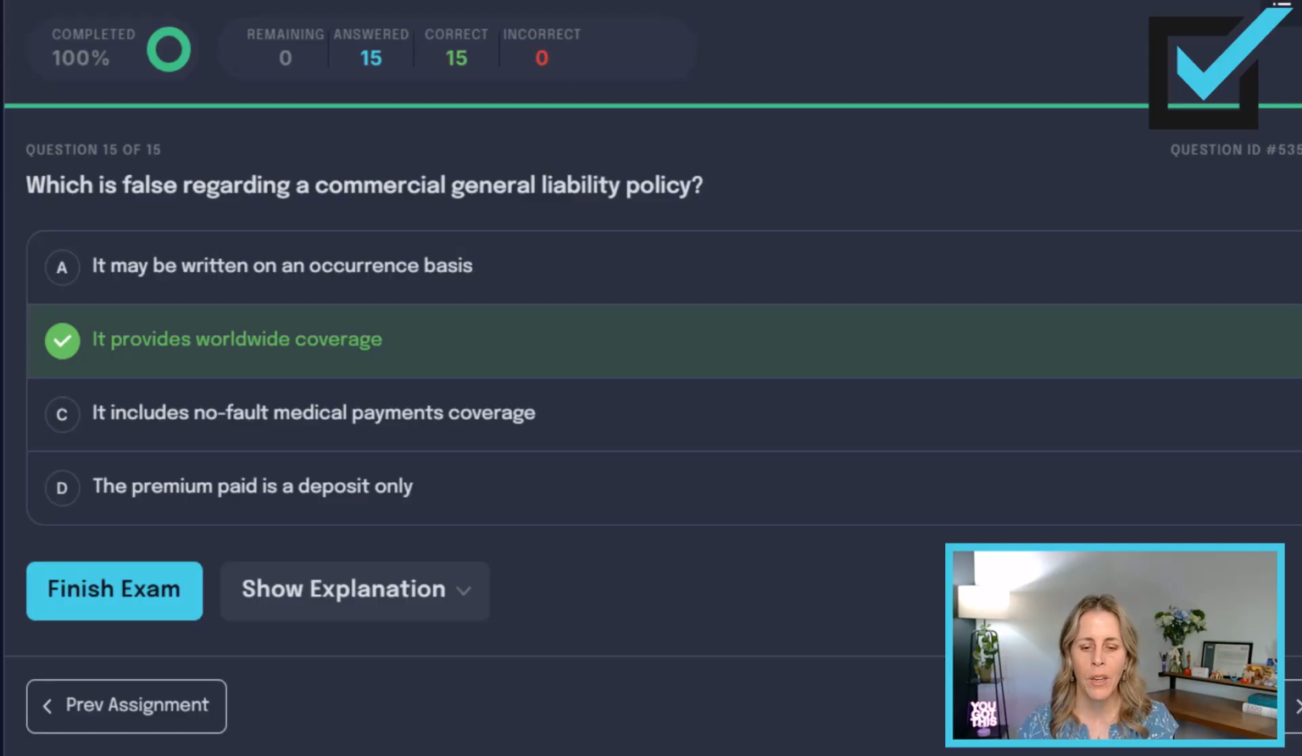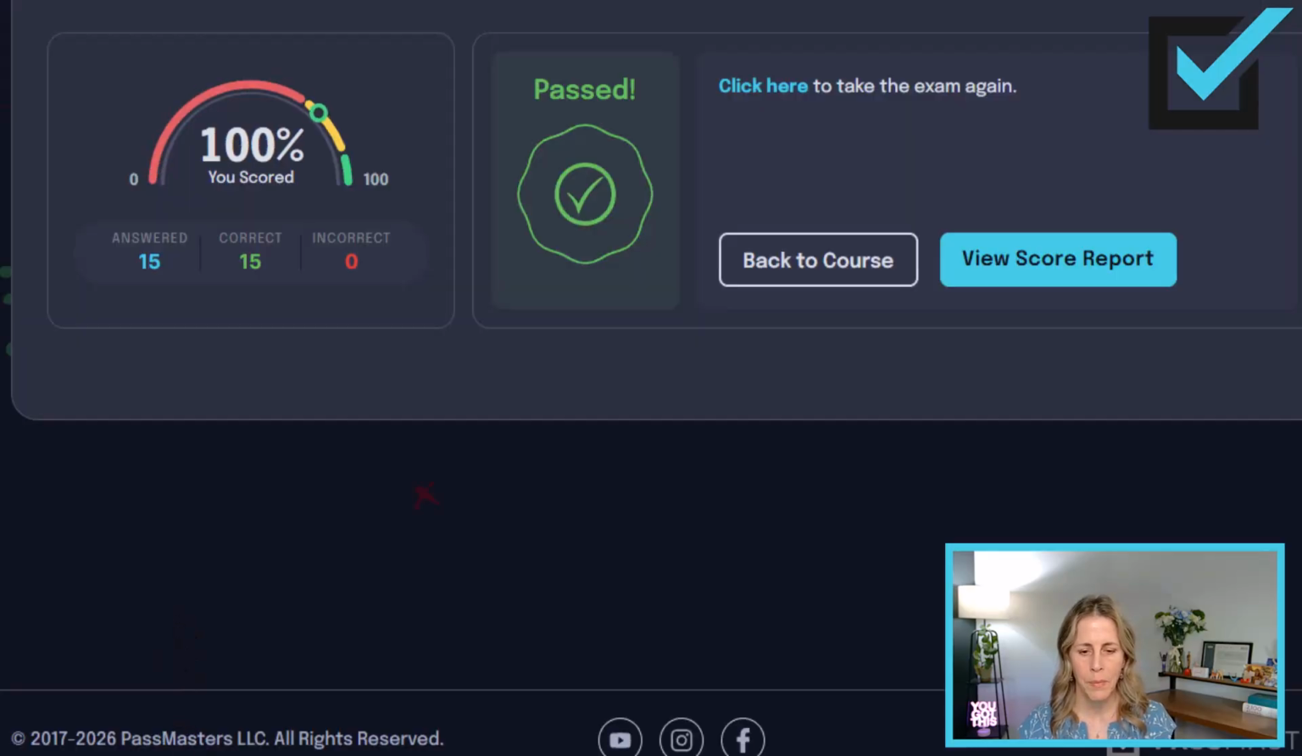It may be written on an occurrence basis is true. It includes no-fault medical payments coverage. That's also true. That's coverage C. The premium paid is the deposit only. That is also true. So when you're done, click Finish Exam. And look at that. Great job.